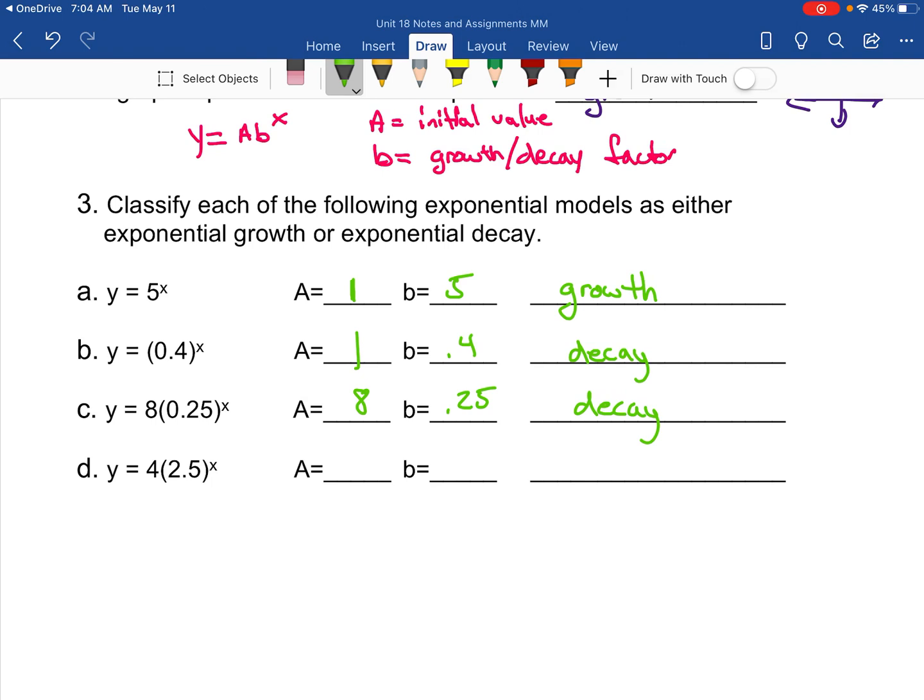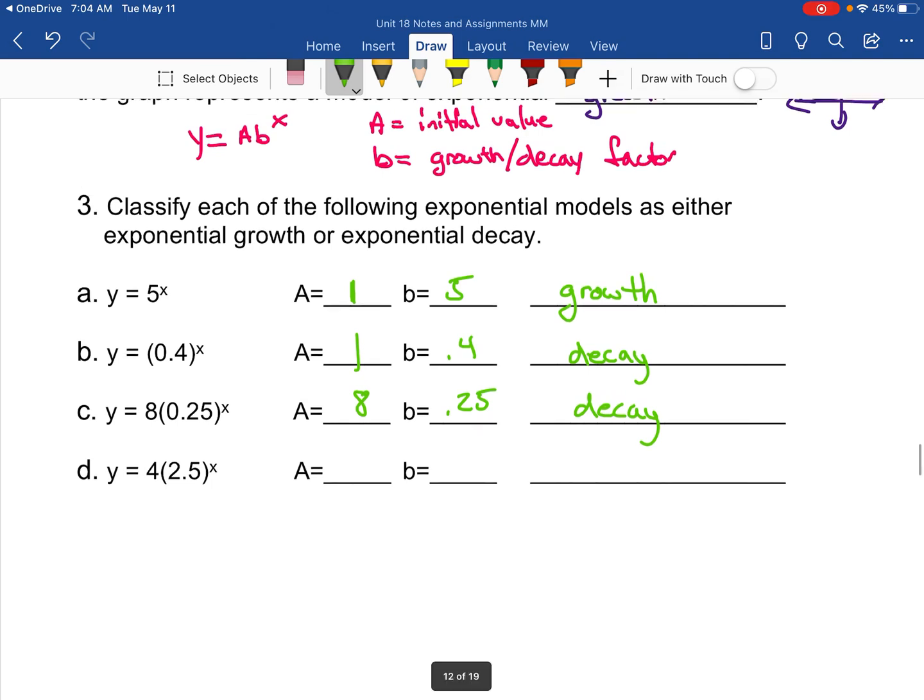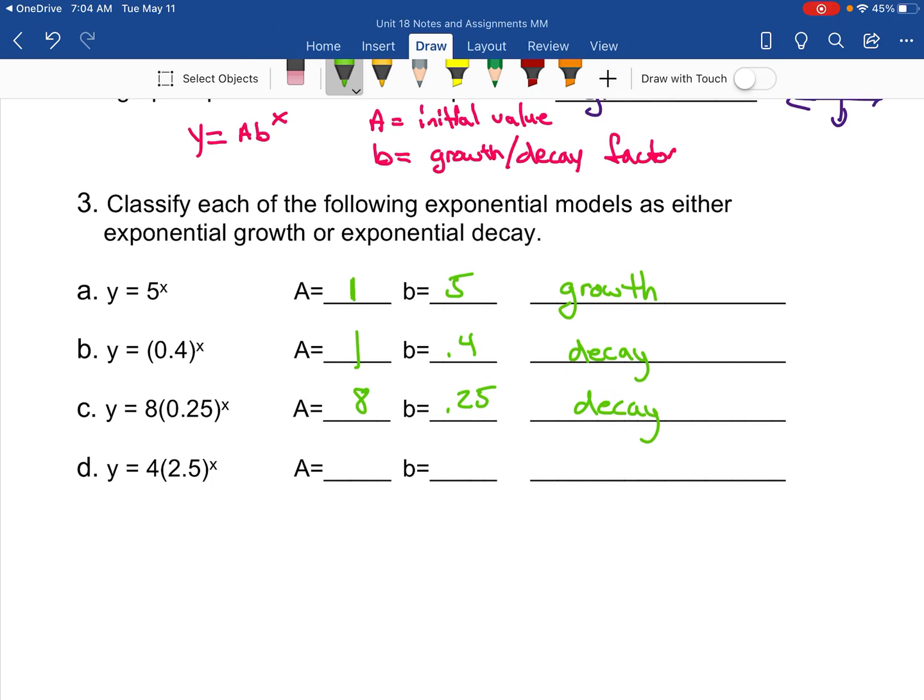Then D says quantity 2.5 to the x power, my a value is 4. My b value is 2.5. This one's tricky. It is a decimal, but it is a decimal larger than 1. So it's becoming 2.5 times its size every single time. Therefore, it is exponential growth. It is growing.